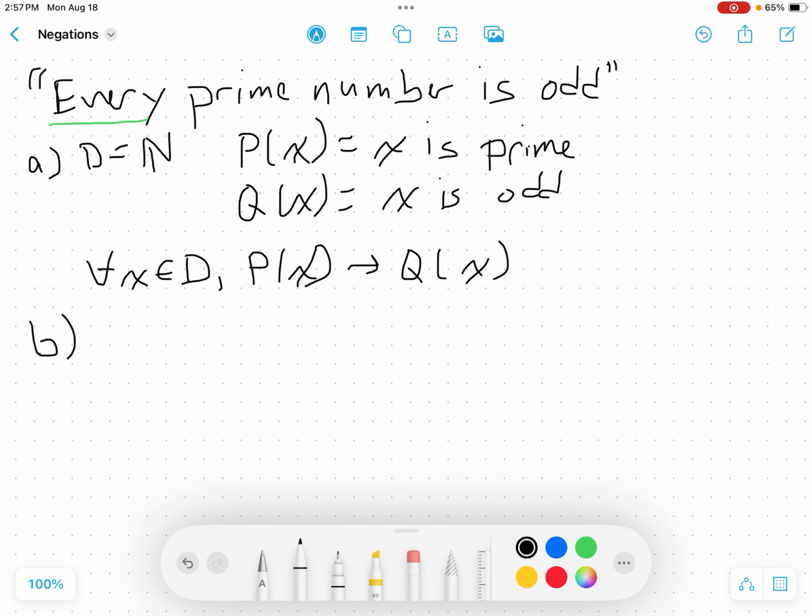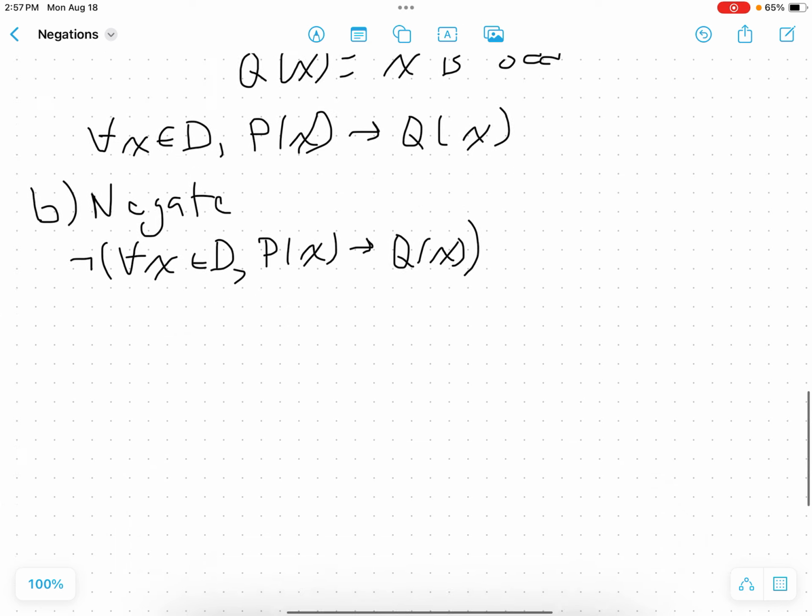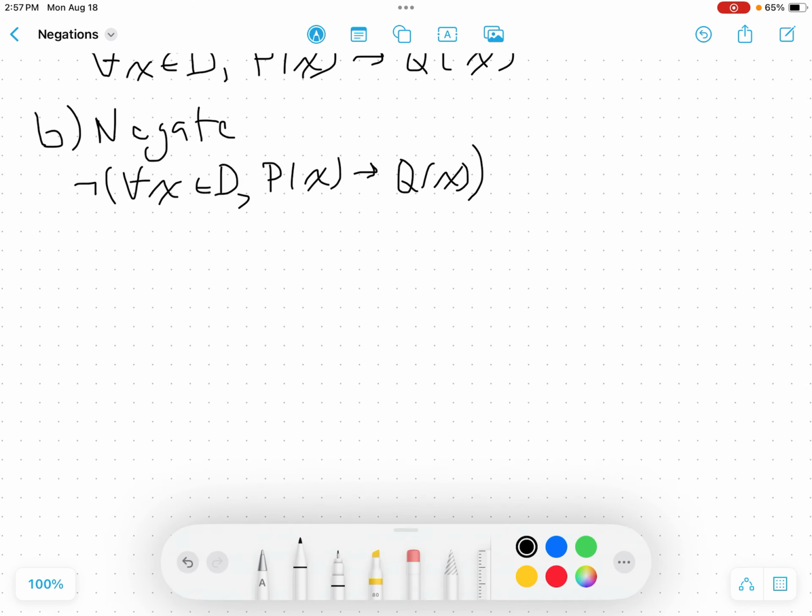So next, I want to negate this. So I'll stick a not in front of everything that I just wrote down. We're going to say it's not the case that for all x in D, if P of x, then Q of x, but we do want to figure out what that means. So I can now ignore where this came from, just focus on the math.